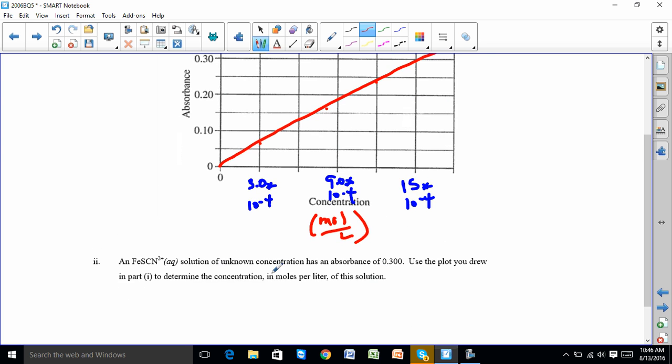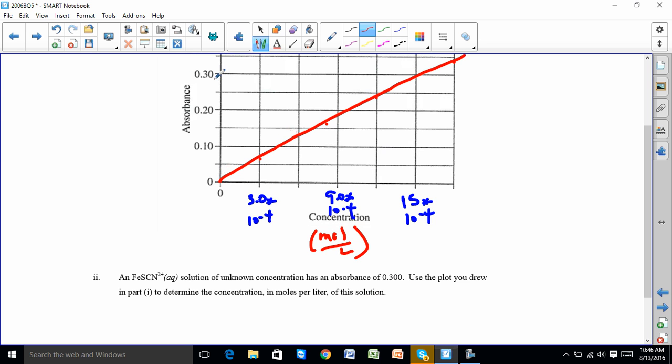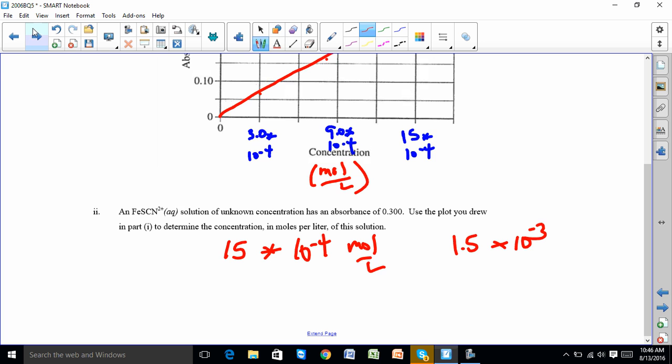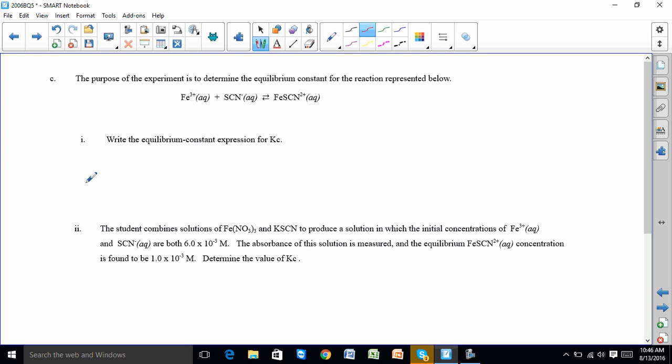Okay, now using the line that you drew, they want to know what the concentration would be if the absorbance was 0.3. So I'm going to come over here, grab my line, and it looks like the answer is 1.5, or sorry, 15 times 10 to the negative 4 moles per liter, which drives me insane because this would be 1.5 times 10 to the negative 3. They just wrote it in not good form so that you guys could graph it. And that's that question. What's the equilibrium constant?